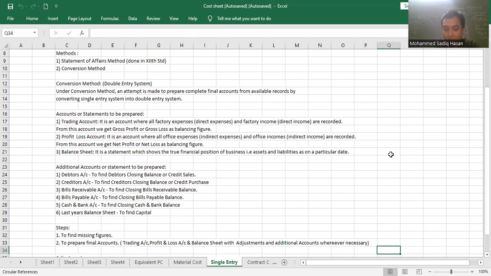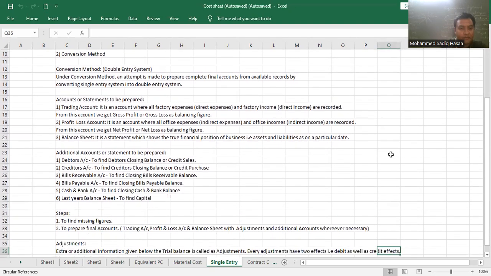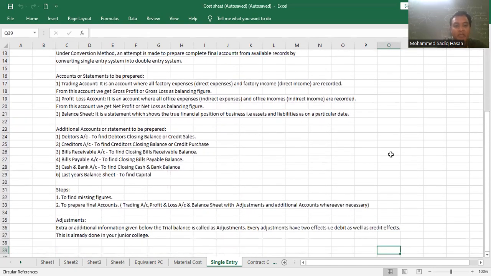First is the debtors account. Here there'll be some missing values, because when you're going to read the question, you're going to find some missing figures. There'll be some question marks because it is an incomplete record. So there will be some missing records. Now my motive is to convert that incomplete into complete.